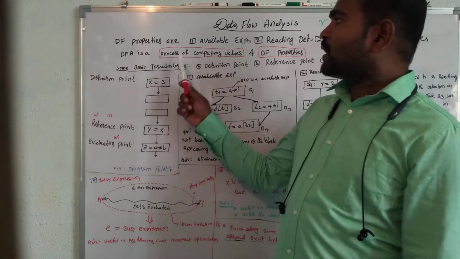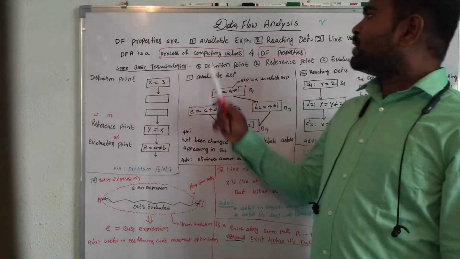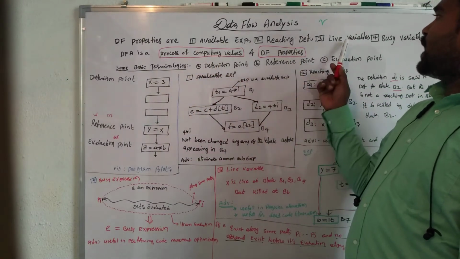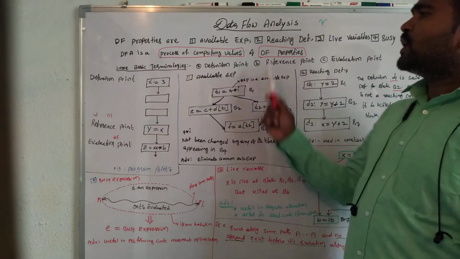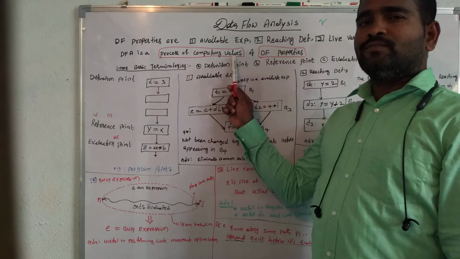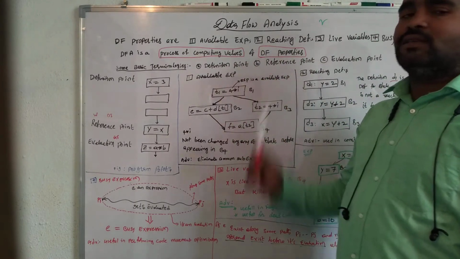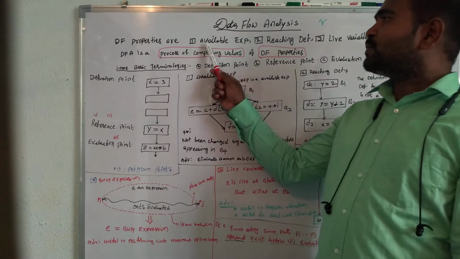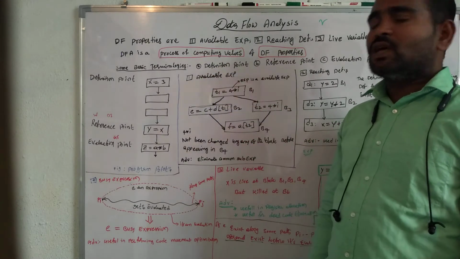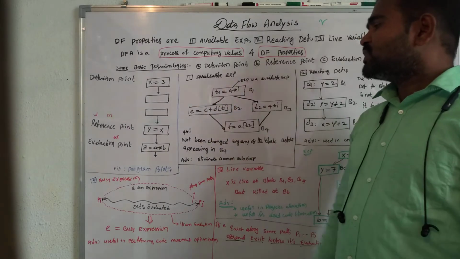In this data flow analysis, the properties are the available expressions, reaching definitions, live variables and busy variables. Data flow analysis is a process of computing values of these data flow properties. Now I introduce the available expressions. What is meant by available expression?